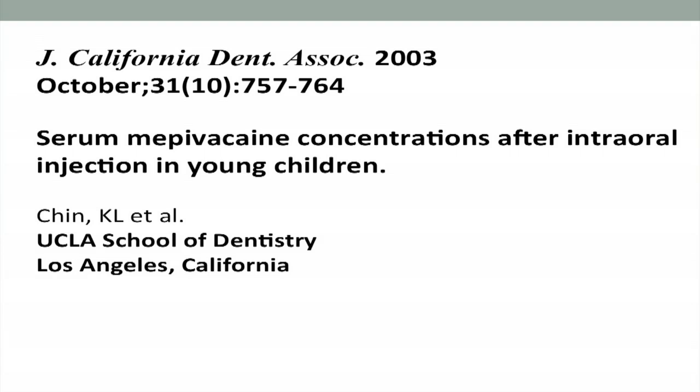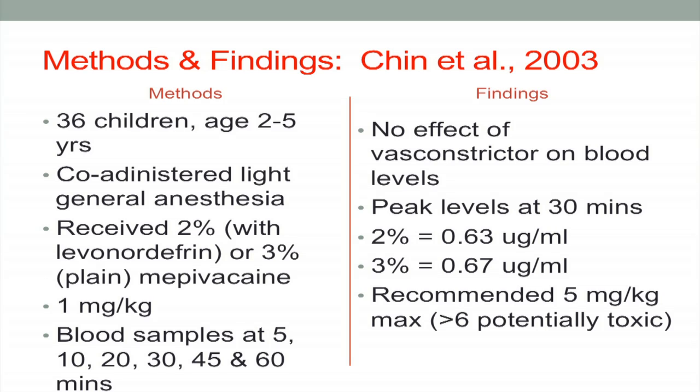Studies of local anesthetic blood levels have confirmed the safety of using the 4.4 milligram per kilogram maximum dose of plain bupivacaine. In this study, 36 children aged 2 to 5 years received light general anesthesia and injections of 2% bupivacaine with levonordefrin or 3% bupivacaine plain at dosages of 1 milligram per kilogram. Blood samples were taken at 5, 10, 20, 30, 45, and 60 minutes following the injections.